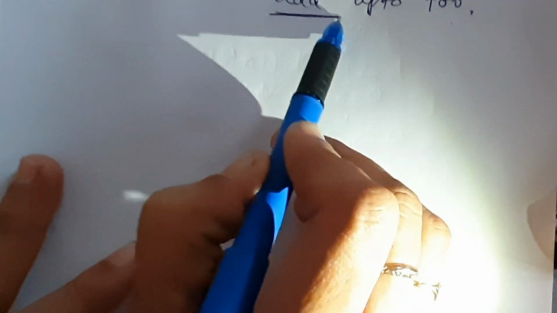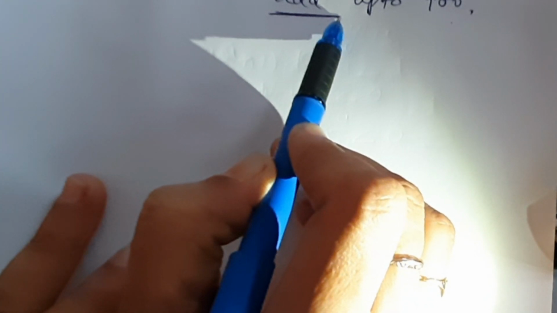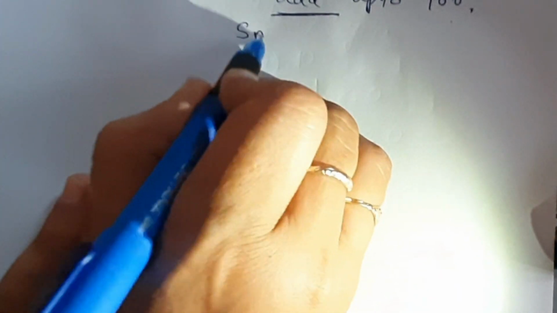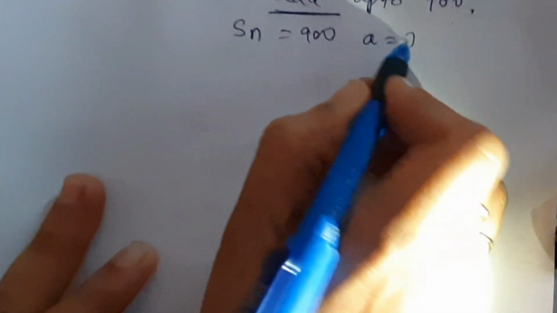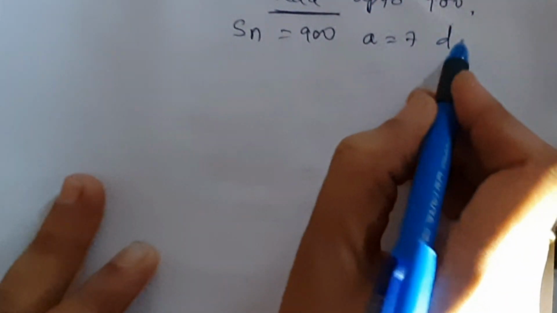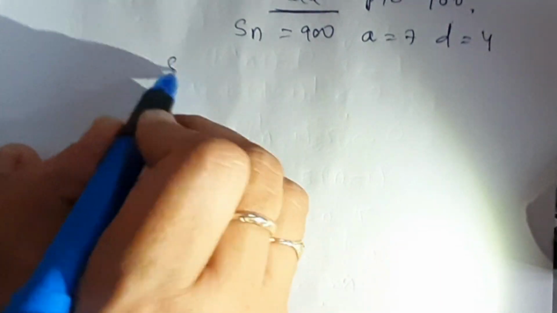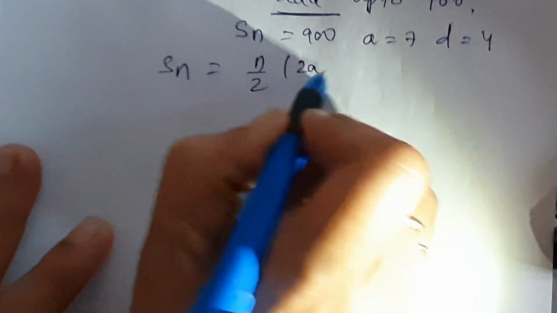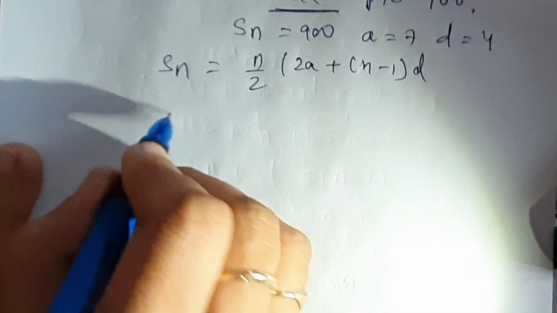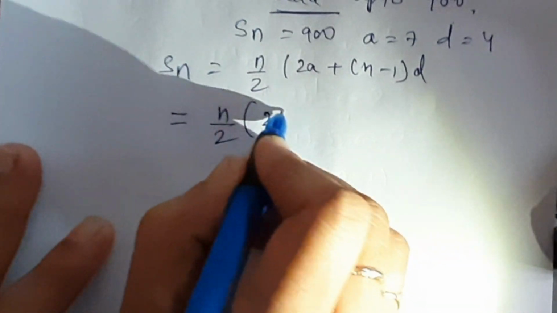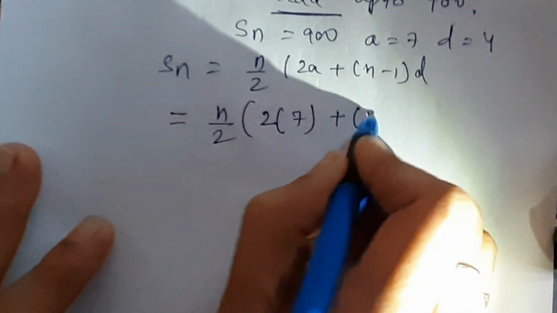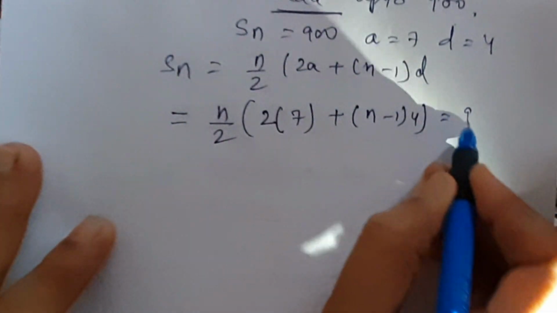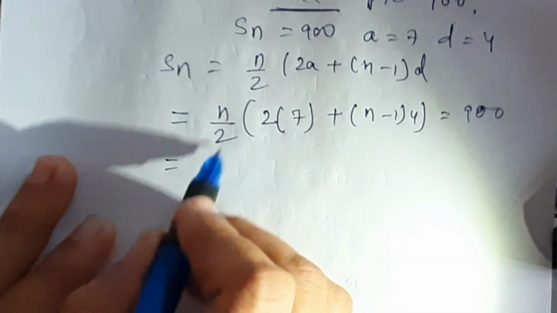Here the next question, how many terms of the AP 7, 11, 15 add up to 900? So here, how many terms, if it is given add up, you need to consider sum. So you need to find this by using the sum formula. Here the sum is given 900, A is 7 and D is 11 minus 7, which is 4. So let's apply the sum formula, Sn equals n upon 2 times 2a plus n minus 1 d. Here n we need to find out. A is given 7, d is 4, equal to 900. So put in all the values and find n.